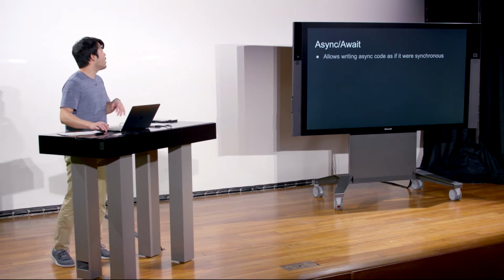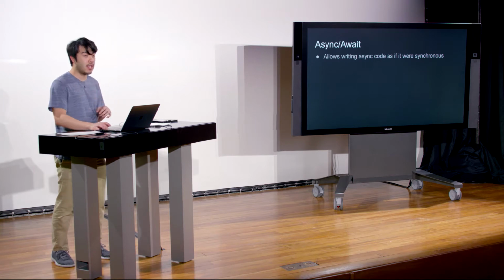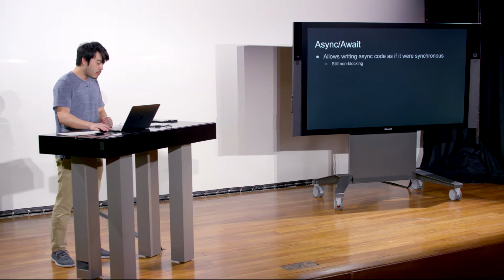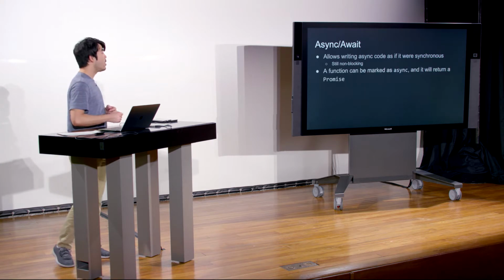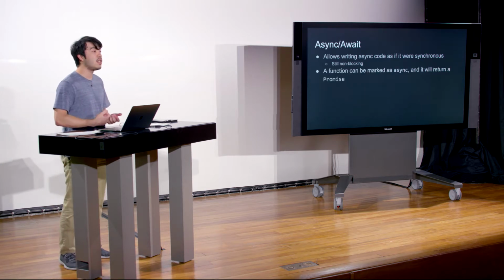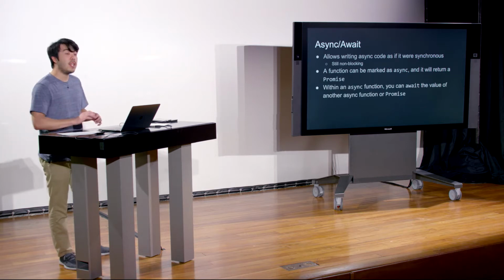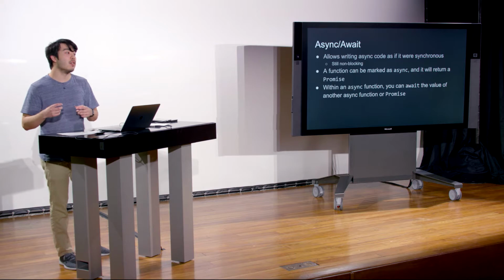What this allows us to do is to write asynchronous code as if it were synchronous. And it's important that I say as if it were synchronous, because that doesn't necessarily mean that it is in fact synchronous. This is still non-blocking. So if we want to use this, we can just mark a function as async, and it will return a promise. And within an async function, we can await the value of another async function or promise. What does that look like?